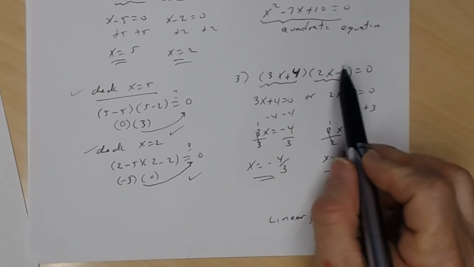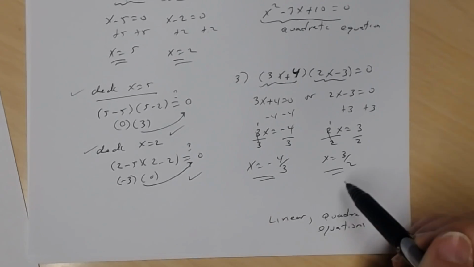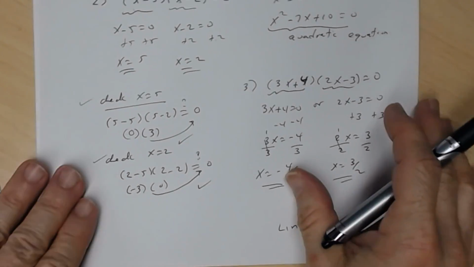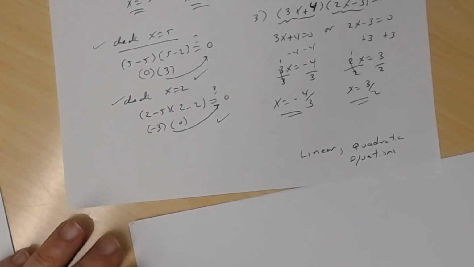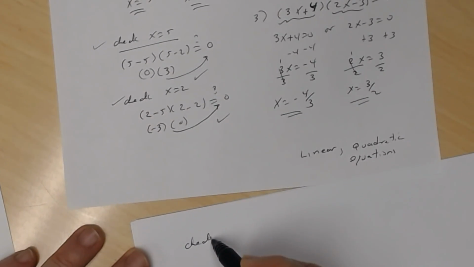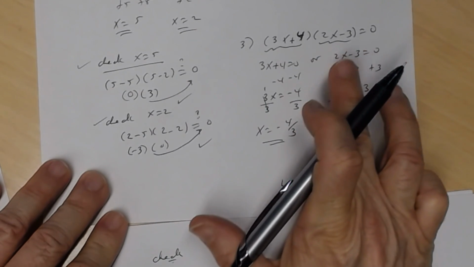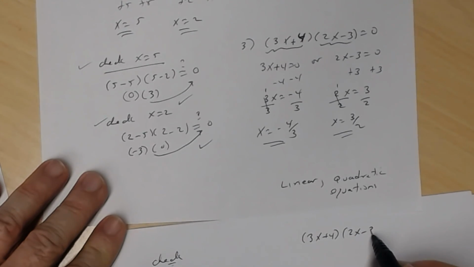So this quadratic equation has how many solutions? Well, there are 2, negative 4/3 and a positive 3/2. And again, if you want to check this, always go back to the original. So here was the original. I'm going to write the original over. So here is my original: (3x plus 4) times (2x minus 3). That's my equation, equals 0.